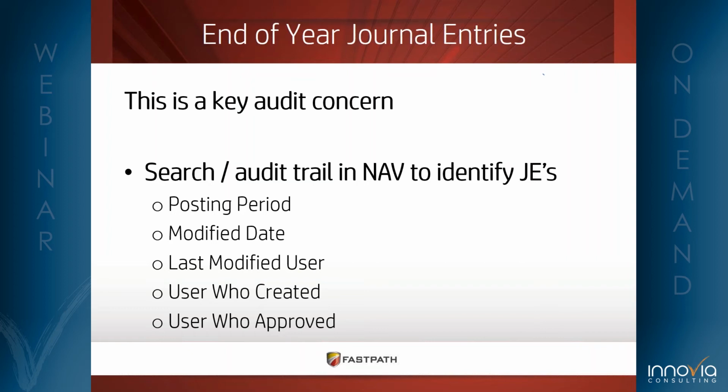So they're going to be looking at the period that these journal entries are being posted in. They're going to be looking at the date that these entries were modified. Are you going through and making lots of modifications to these entries? Who modified these entries? Do those people have the proper permissions in Dynamics NAV? Should they be modifying journal entries? Who created the entries and who approved them, or posted them, or things like that? So those are the key areas that they're going to be looking for.